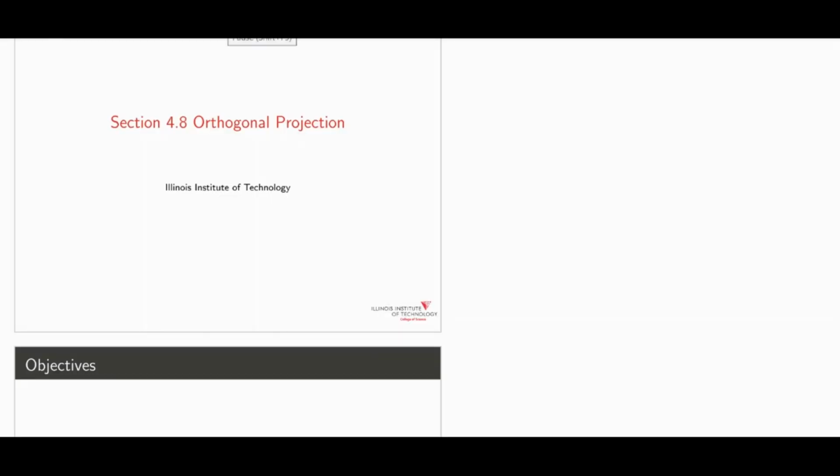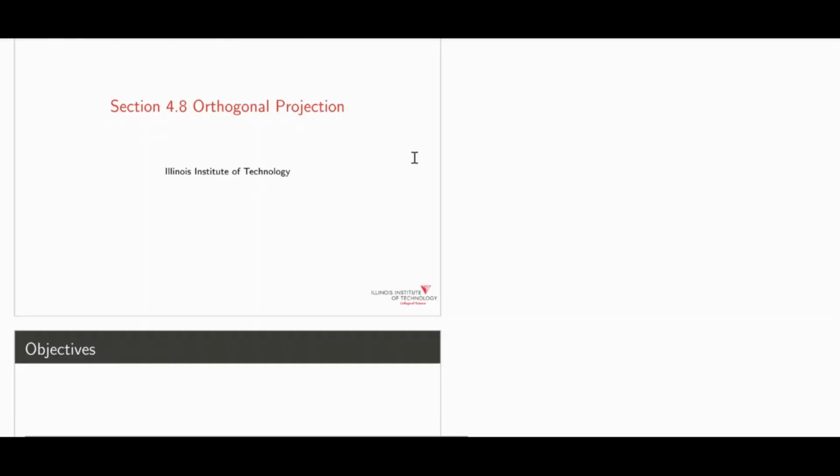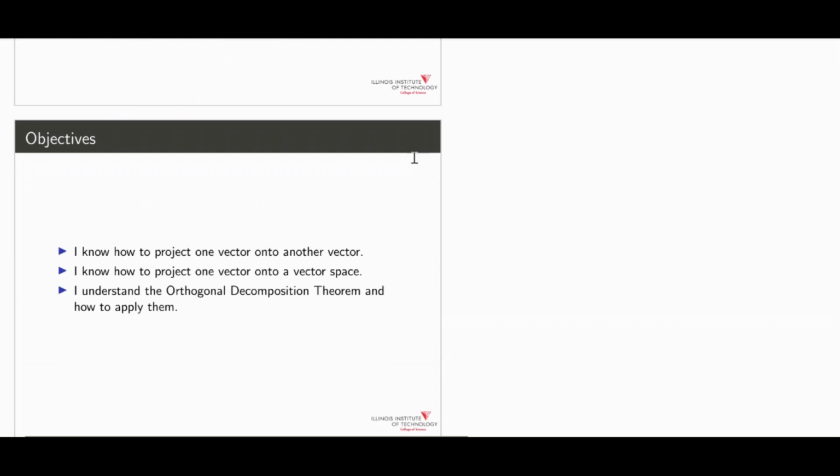Let's look at the objective for this section. At the end of this video, you should know how to project one vector onto another vector. This is something that you should know before this. The new thing you should know is that instead of projecting onto a vector, you need to know how to project a vector onto a vector space. And you also need to understand the new theorem, called the orthogonal decomposition theorem, and how to apply it.